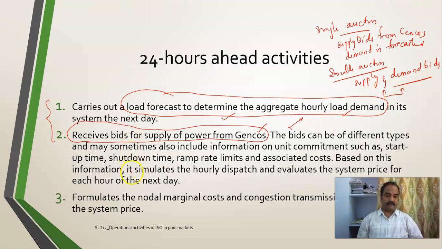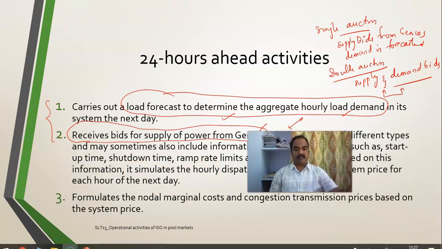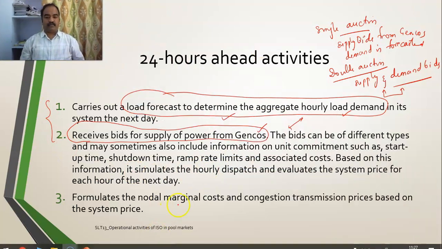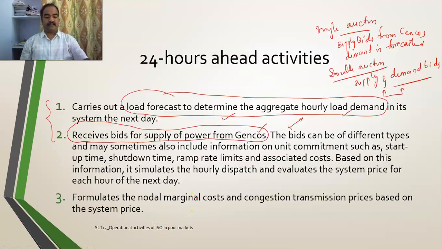Once these are collected, immediately what you do is formulate the nodal marginal costs and congestion transmission prices. So transmission prices and any ancillary service prices, etc., you will be formulating, and you will perform some sort of simulations, and then you will finalize the bids and MCP. The same will be informed to the GENCOs. So these jobs will be done by the independent system operator ahead of the market.